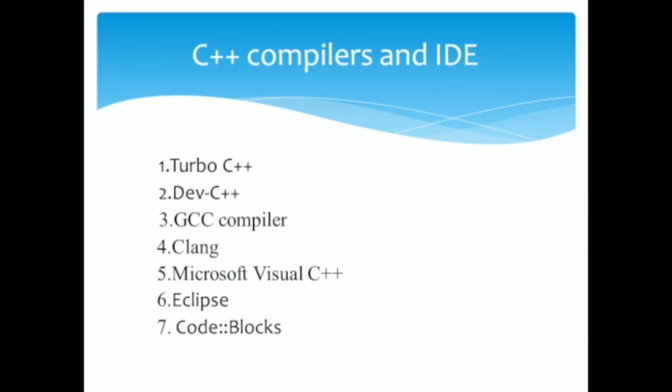Eclipse is an integrated development environment. It is open source. It is available for multiple platforms that are Windows, Mac OS, Linux. Code Blocks is also an integrated development environment. It is also open source. It supports different operating systems like Windows, Mac OS, Linux.